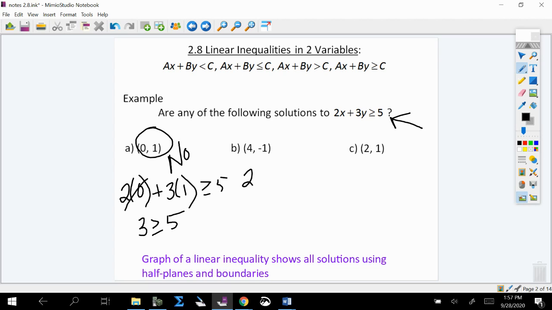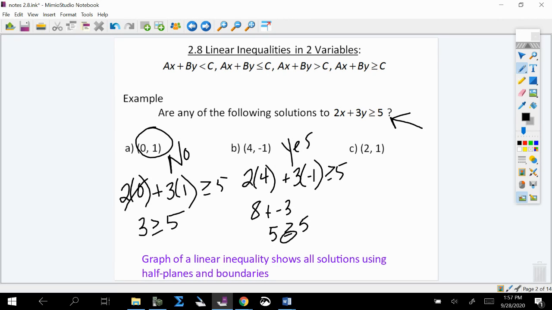For the next one, we're going to do 2 times 4, because that's your x value, plus 3 times negative 1, and see if that's greater than or equal to 5. So we get 8 plus a negative 3, which is 5, greater than or equal to 5. Well, because it's allowed to be equal, because of the equal sign, we would say yes, this is a solution. And then the last one, we're going to do 2 times 2 for your x value plus 3 times 1 and see if that is greater than or equal to 5. We get 4 plus 3, which is 7, which is definitely greater than or equal to 5. So we have this one as a solution as well.